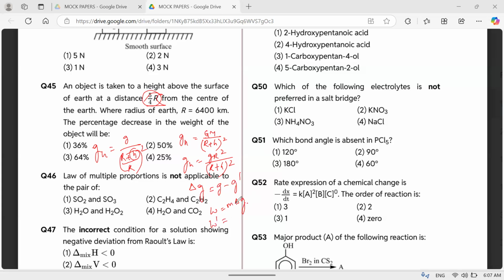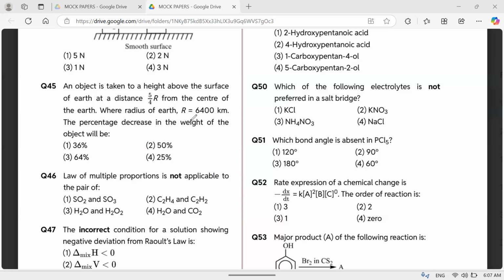So W dash will be equal to M into G dash, and the change will be G minus G dash. Whatever value you get, you substitute it here. For percentage, how do you calculate it? Delta G divided by G into 100 will be equal to whatever values you get. You substitute those values and you'll get the answer. Am I clear?